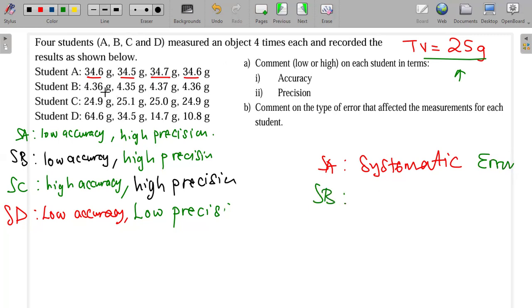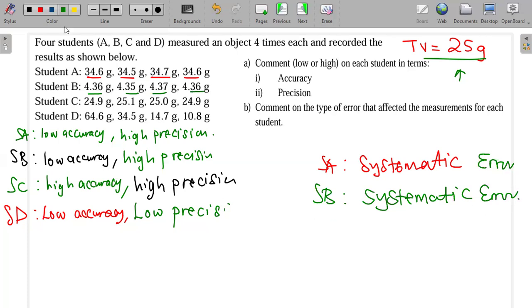So student B is the same because I have 4.36, 4.35, 4.37, 4.36. Again, all these measurements, 4 point something, are actually less than this. So the error is in one direction, which has been lower than the what? The true value. So even these ones here are experiencing systematic what? Error.